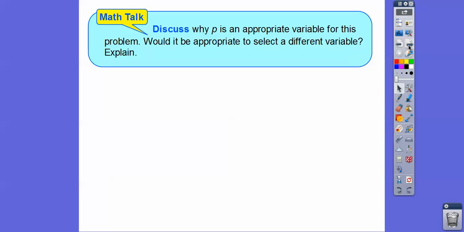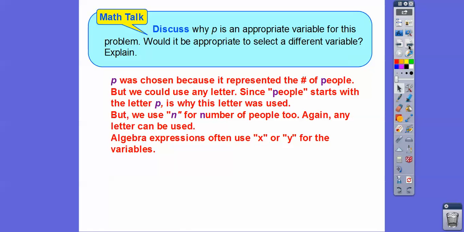Discuss why P is an appropriate variable for that problem, and would it be appropriate to select a different variable? Explain. Well, we chose P, you guys, because it represented the number of people, but we could have used any letter. Since people starts with the letter P, that's why we chose P. But we could use N for the number of people. Again, any letter. We could use X. Typically, algebra often uses the variables X and Y.